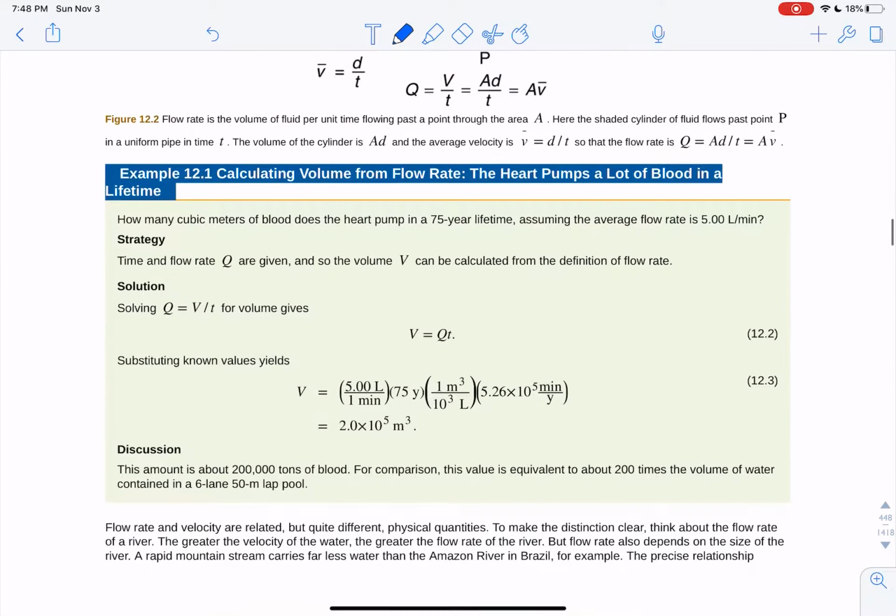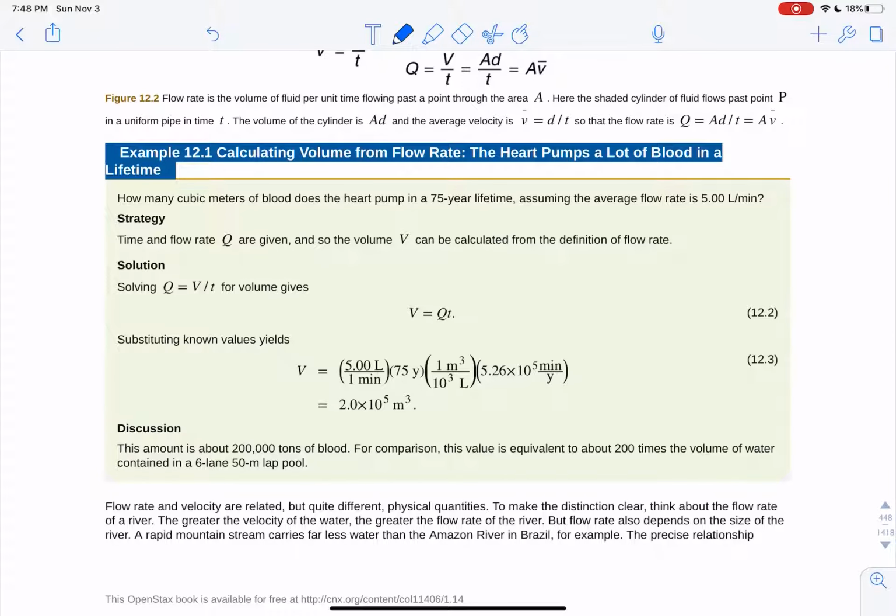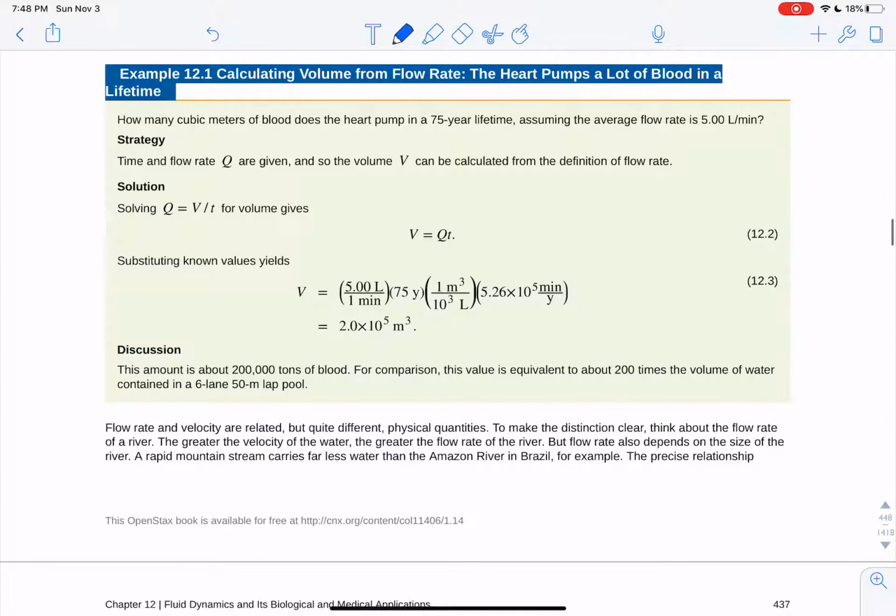Okay, now let's just do an example. How many cubic meters of blood does the heart pump in a 75-year lifetime, assuming an average flow rate of 5 liters per minute? So the strategy is that time and flow rate are given. We've got 75 years for time and a flow rate of 5 liters per minute. We want the total volume, so we take the flow rate times time and do the unit conversions, and you get that amount of blood, which is a lot, 200,000 tons of blood. That's equivalent to about 200 times the volume of water contained in a 6-lane, 50-meter lap pool.